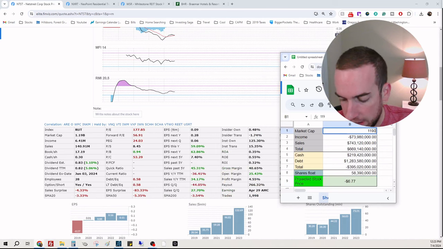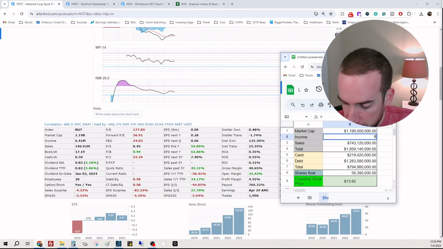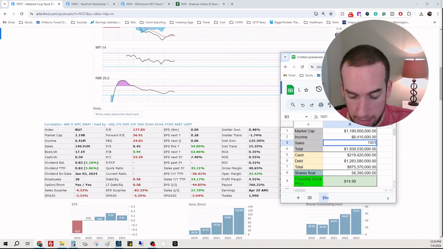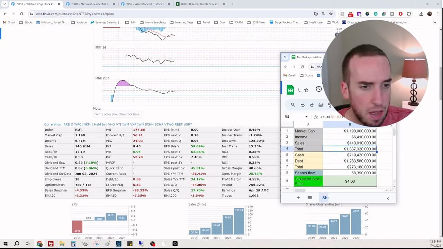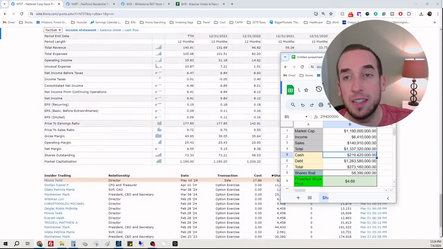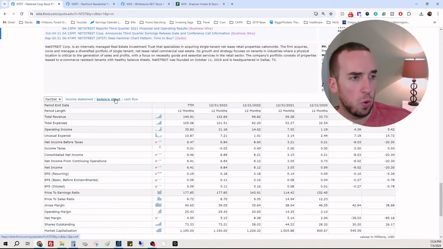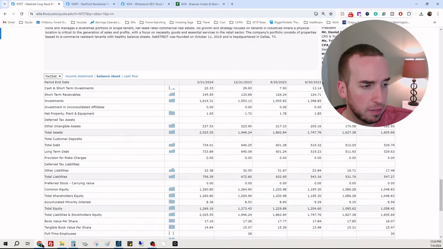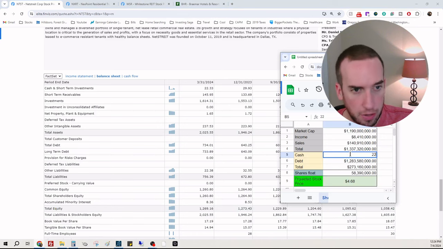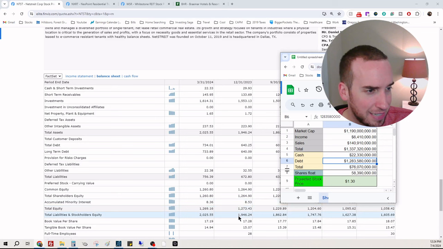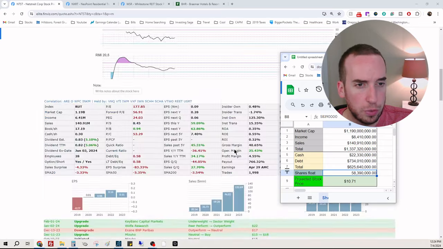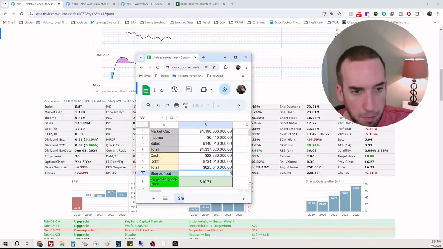Okay, they have a market cap of $1,190,000,000. Income, they're profitable, $6,410,000. Sales, they do $140,910,000. All right, and cash on hand. Let's see what they got. We're gonna look at the quarterly. Ooh, not that much cash, but $22,330,000. Total debt, $734,010,000. Okay. And shares float, 73 million.